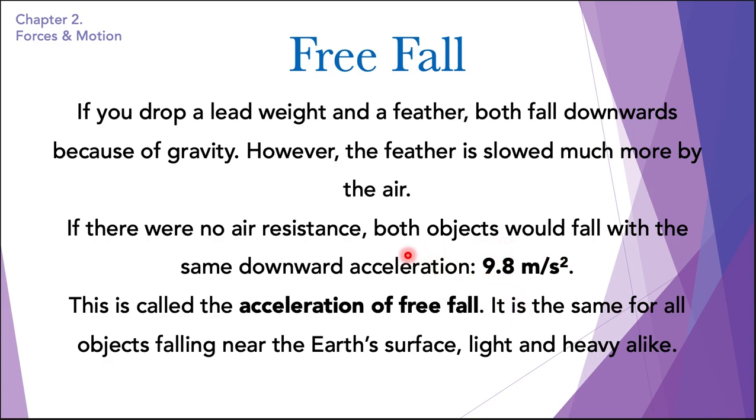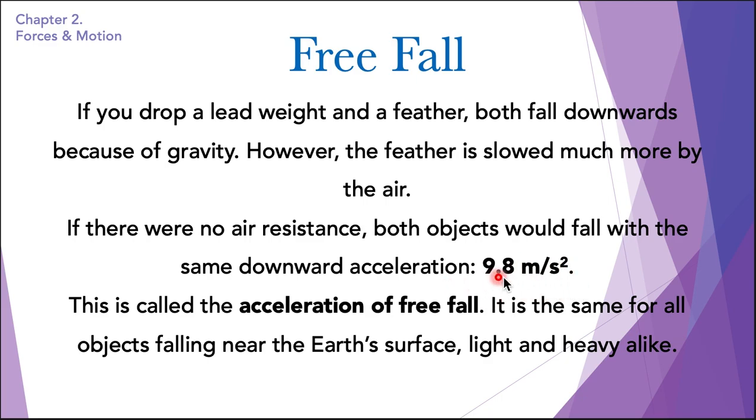So, a light object, like a feather, can trap more air because it is light. So light objects trap more air, that's why the feather would be slowed much more compared to a lead weight. But if there is no air resistance, any object, whether it is heavy or light, would fall with the same downward acceleration, which is 9.8 meters per second squared.